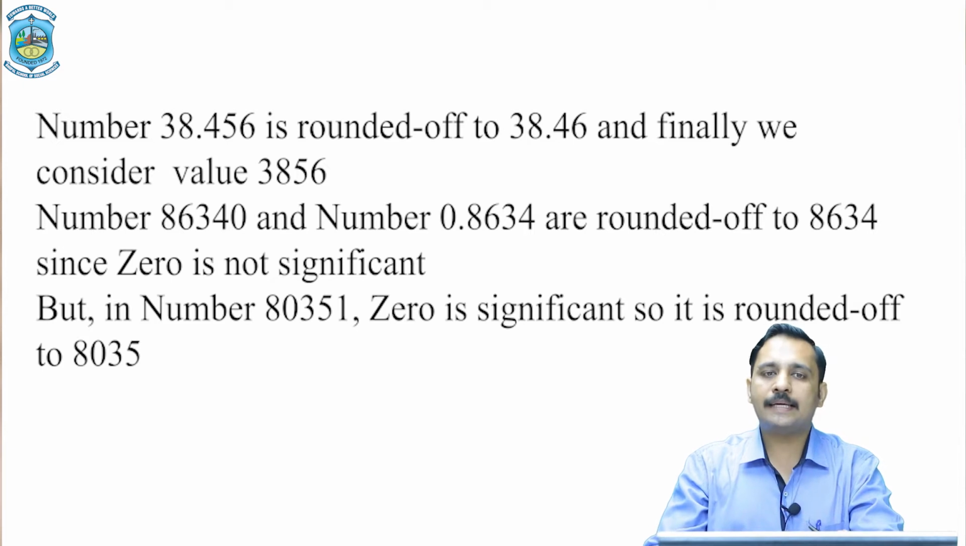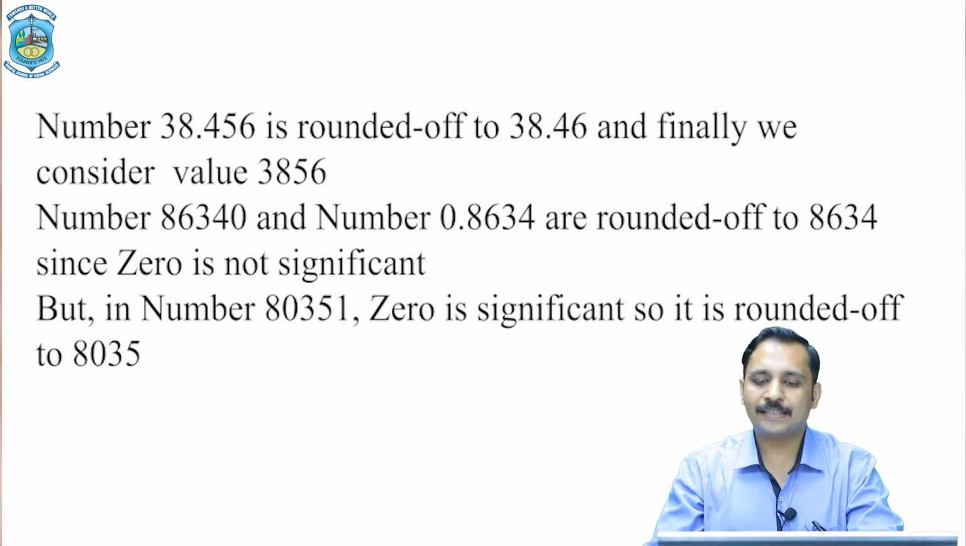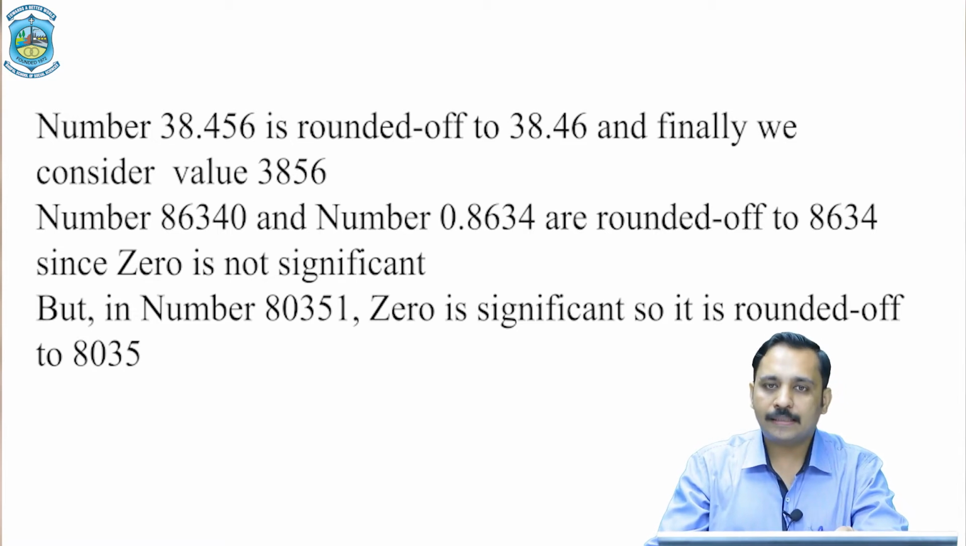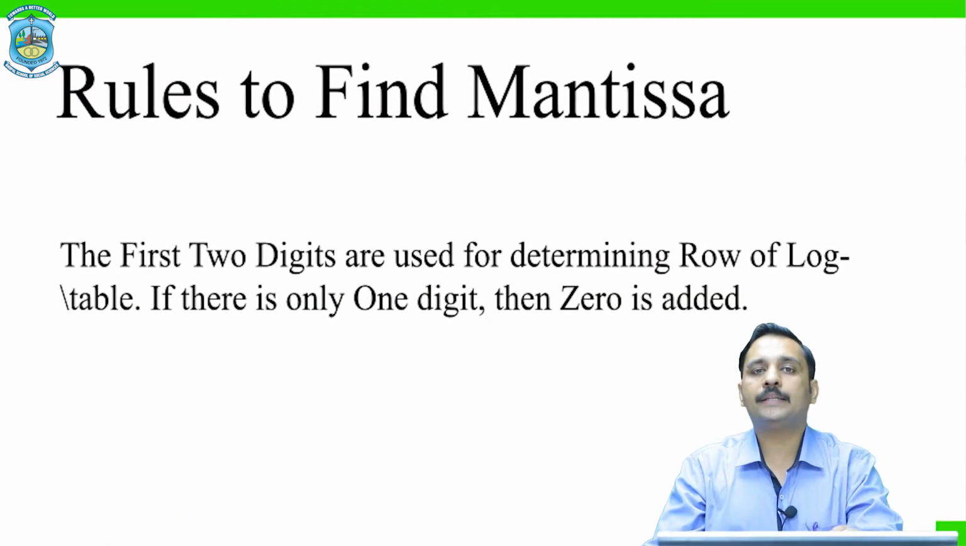In the number 86340 and the number 0.8634, we have rounded off to number 8634 since the 0 is not significant. But in number 80351, 0 is significant as it is in the middle. So we have to consider this. Then we have to round off the number to 8035.